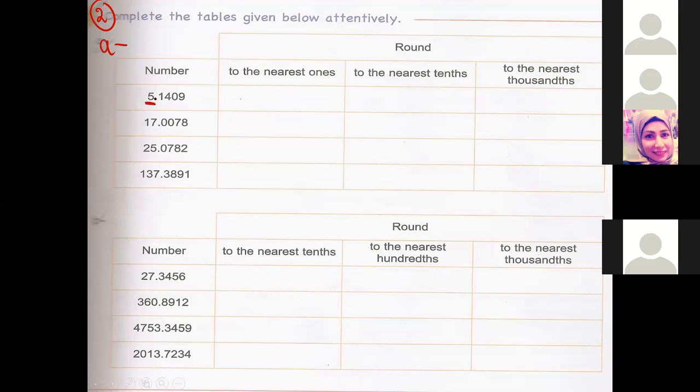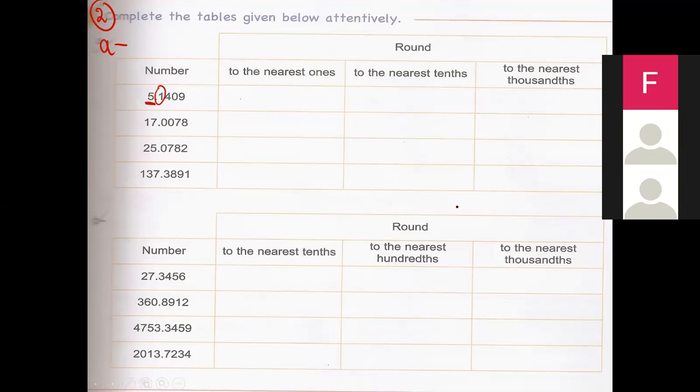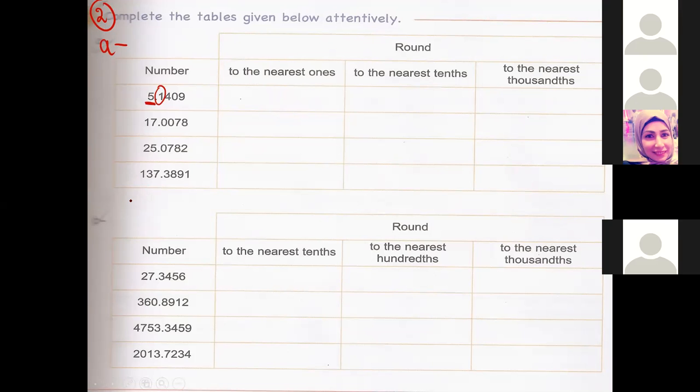One. Is it less or more than five? Less. So the ones digit will stay the same. Okay, tell me the answer, Hussein Sa'asouq. The same. Five. Just five. No need to write 5.0.